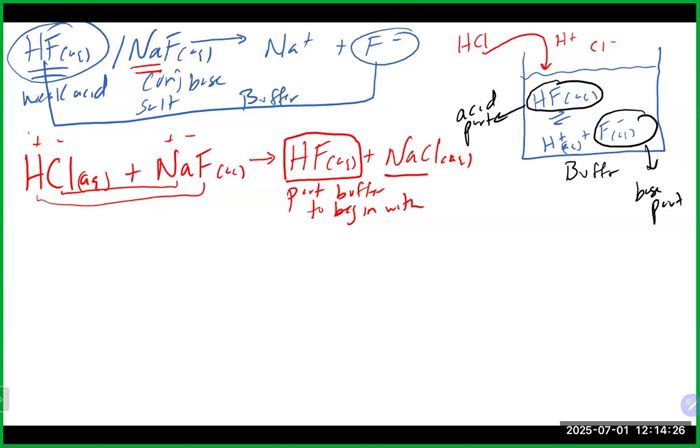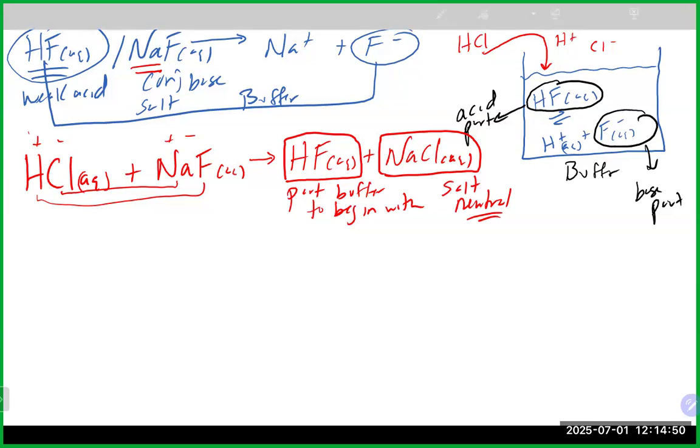The other thing that we made here is sodium chloride, which is a salt, and hopefully you remember it is a neutral salt, as it comes from sodium hydroxide and hydrochloric acid, and it's not going to affect the pH. So we made something that is part of the buffer, and we made a neutral salt, and we're not going to affect the pH with either of those.